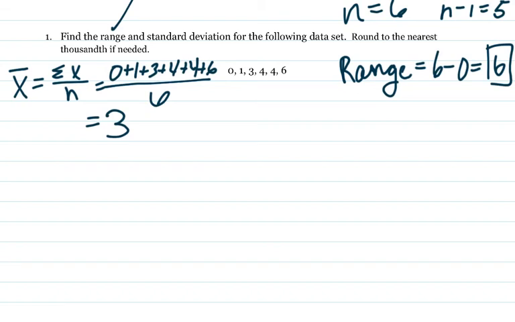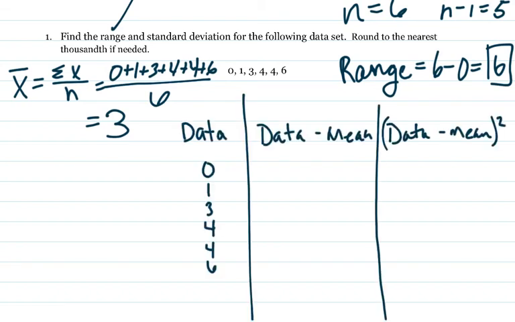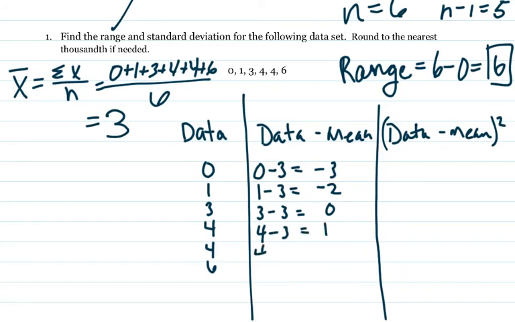So now we can make our chart. We then list our data values. I do them in order from least to greatest. And now we find each piece of data minus our mean that we found. So that mean was equal to 3. So for the first one, we have 0 minus 3, which equals negative 3. 1 minus 3 is negative 2. 3 minus 3 is equal to 0. 4 minus 3 is equal to 1. 4 minus 3 is equal to 1. And 6 minus 3 is equal to 3.